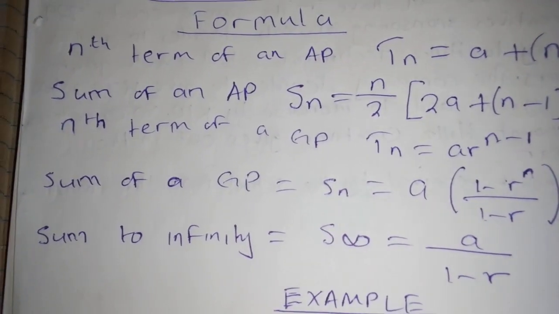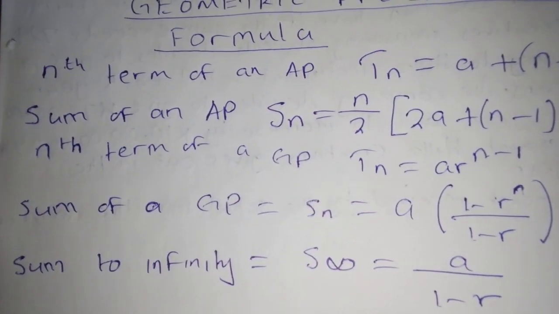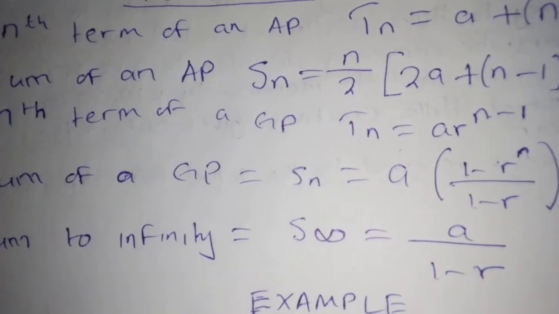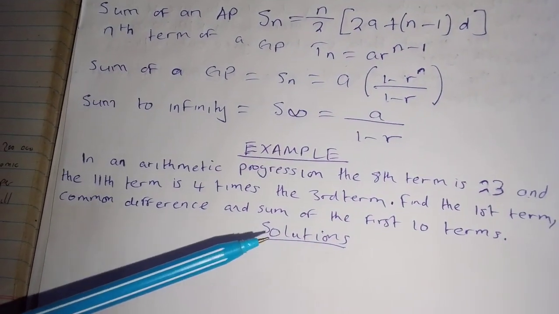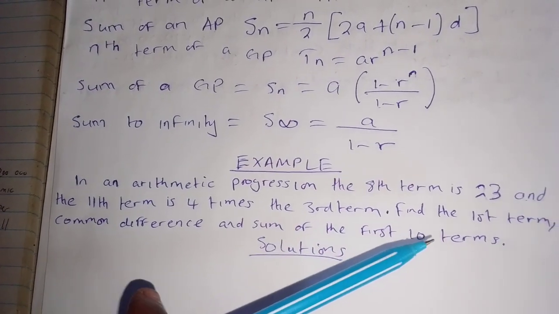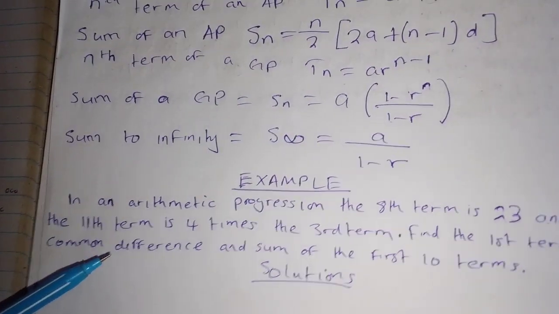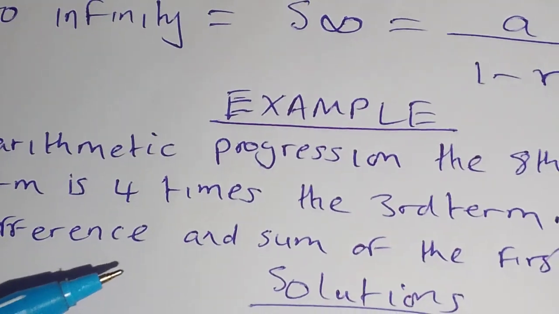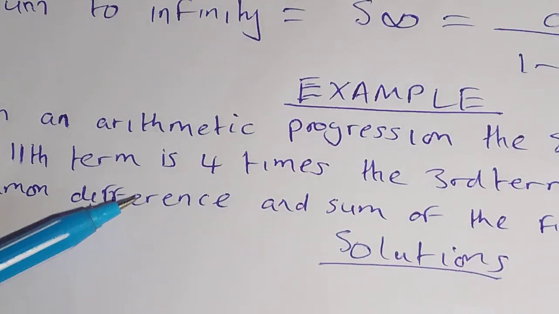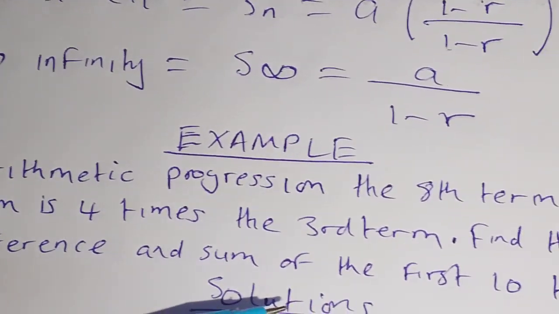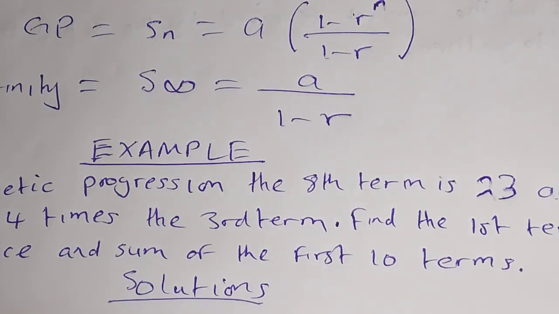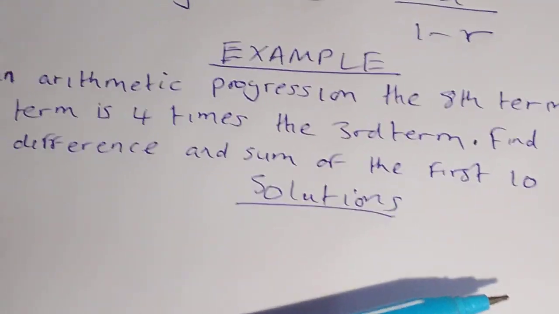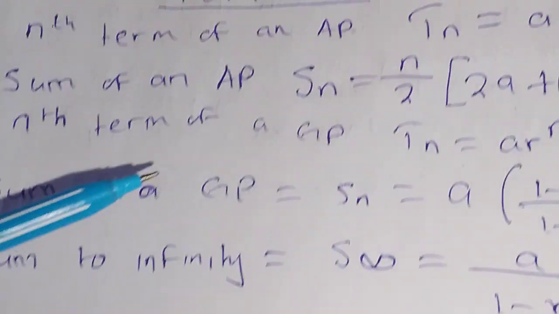Okay, let's dive into a quick example. The example says: in an arithmetic progression, the 80th term is 23 and the 11th term is 4 times the third term. Find the first term, the common difference, and the sum of the first 10 terms.